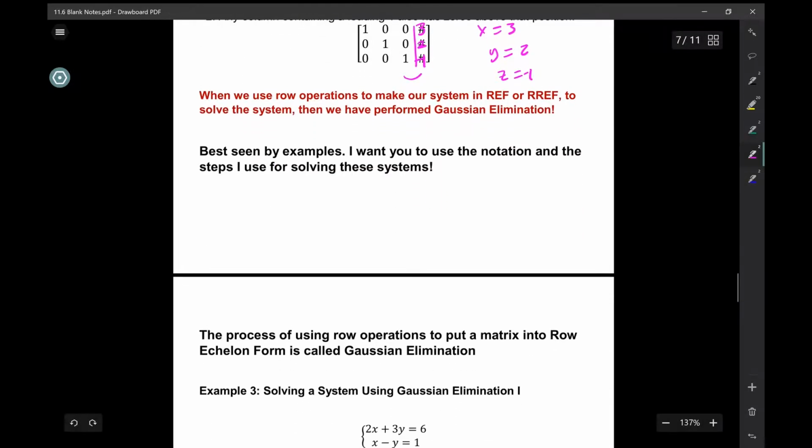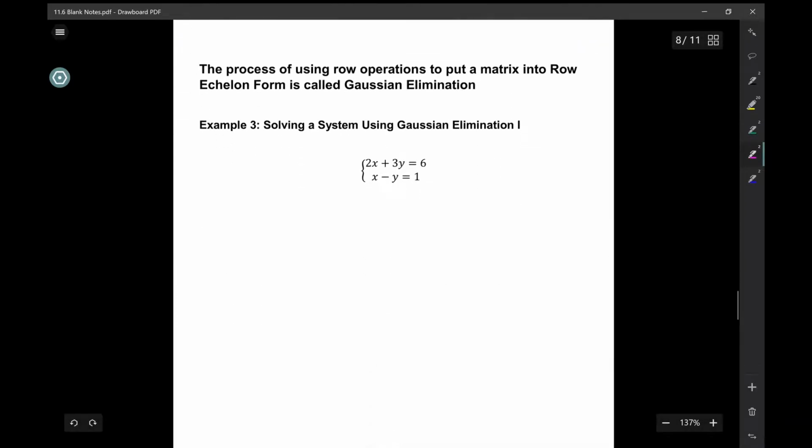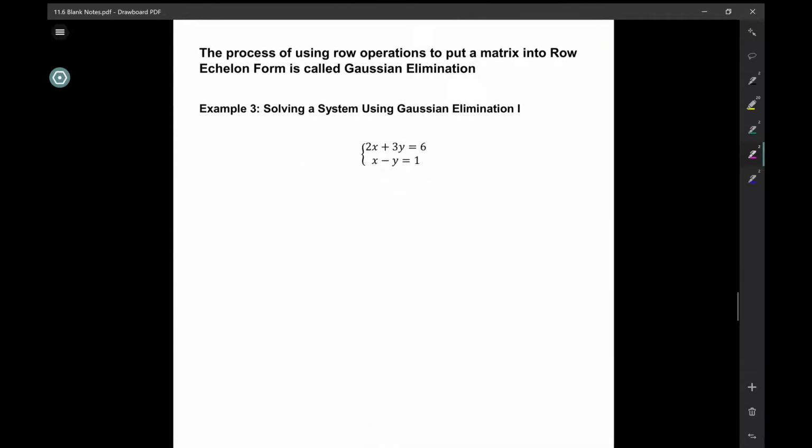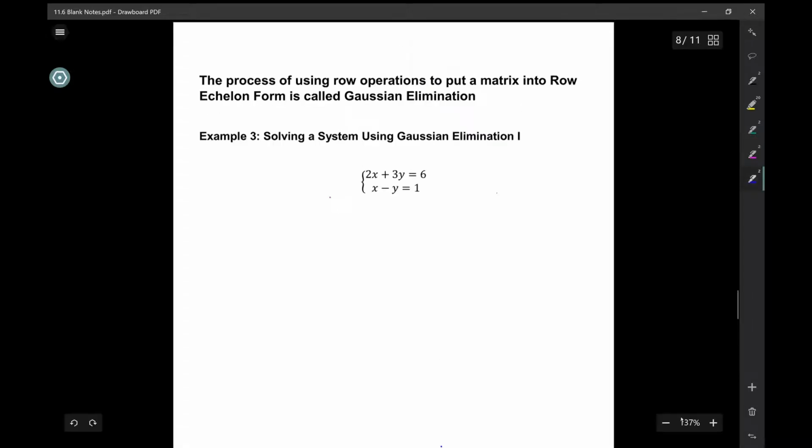All right, the best way to do this is to just do some examples. So we're going to take this system of equations and put it into a matrix, and then put that matrix into row echelon form. This whole process of taking a system, putting it into a matrix, using row operations to get it to row echelon form is called Gaussian elimination, named after a mathematician, Gauss.